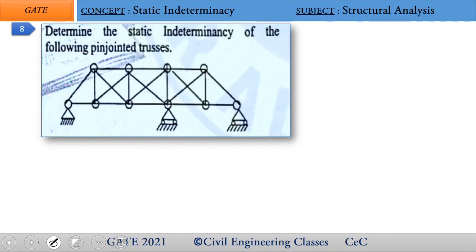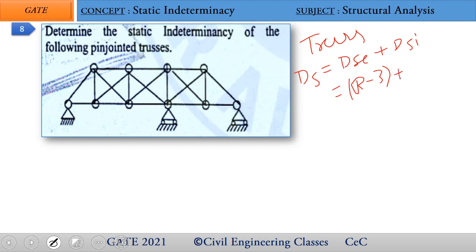So next question. We can see there is a truss here and it is a plane truss. So what is the formula? Ds is equal to DSE plus internal static indeterminacy. Here external static indeterminacy is equal to r minus 3, plus what is internal? m minus 2j minus 3. So I am writing the formula directly: m plus r minus 2j. If you solve the same equation, you will get this m plus r minus 2j.